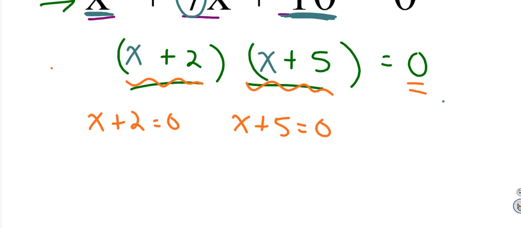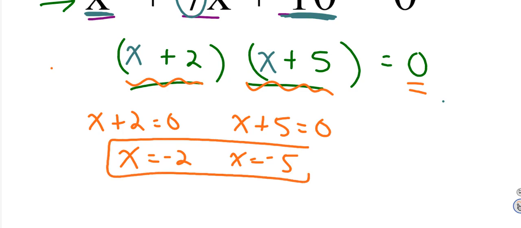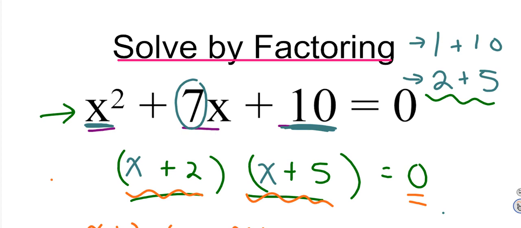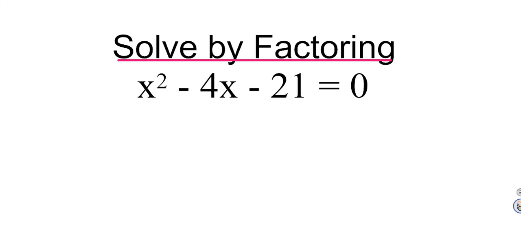And so we go ahead and solve, subtract 2 from both sides, and we get to our answer. There we go. We are solving quadratics by factoring. Boy, I'm flying through, aren't I? Okay, where'd my problem go? Here we go. Solve by factoring.